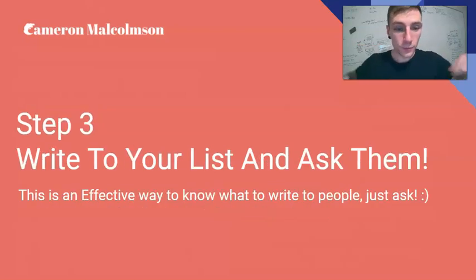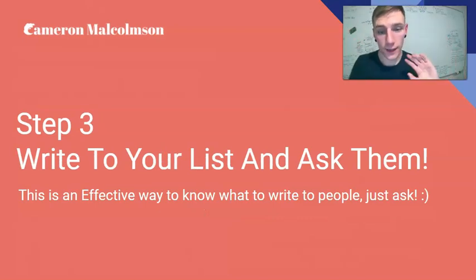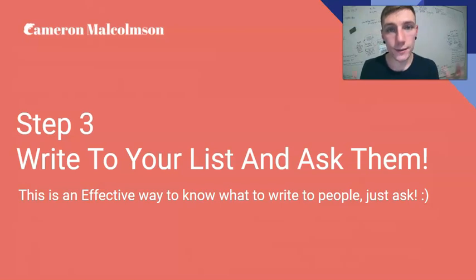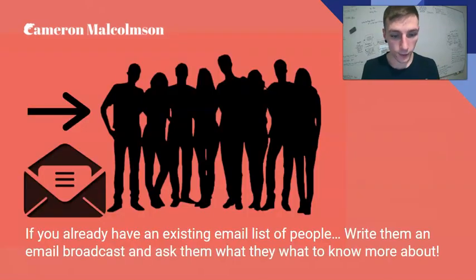Okay, so step 3 is you can write an email out to your existing email list if you already have one. I've done this before, and it's an effective way to know what to write to people. You just want to ask them that question. If you already have an existing email list of people, write them a broadcast email and ask them what do they want to know more about, what are they struggling with now, and you'll get a response.